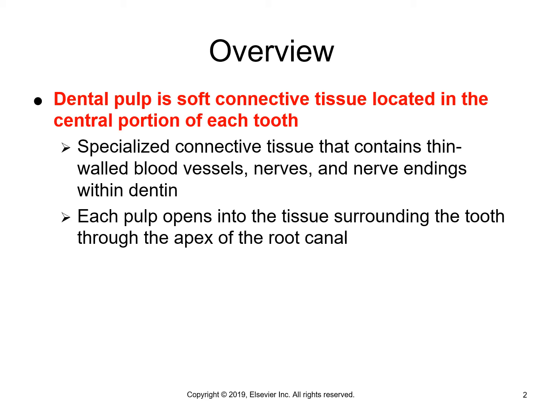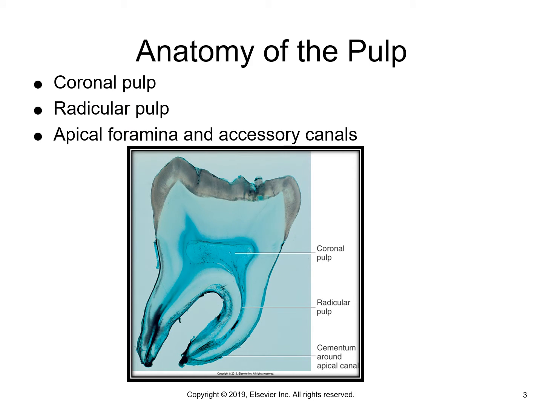Each pulp will open into the tissue that surrounds the tooth through that apical canal at the apex of the root. There is coronal pulp as well as radicular pulp. Coronal pulp is exactly what it states. It is the pulp located in the crown of the tooth. Radicular pulp is that pulp that fills the chambers that run through the root of the tooth.